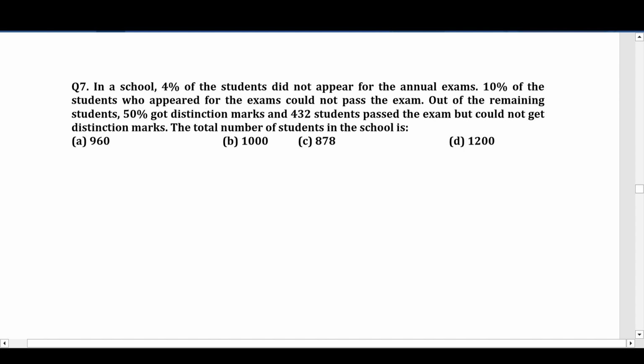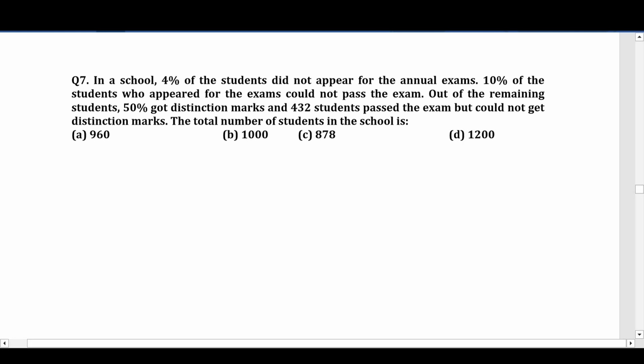Question number 7. In a school, 4% of the students did not appear for the annual examination. 10% of the students who appeared for the exams could not pass the exam. Out of the remaining students, 50% got distinction marks and 432 students passed the exam but could not get distinction marks. The total number of students in the school is?